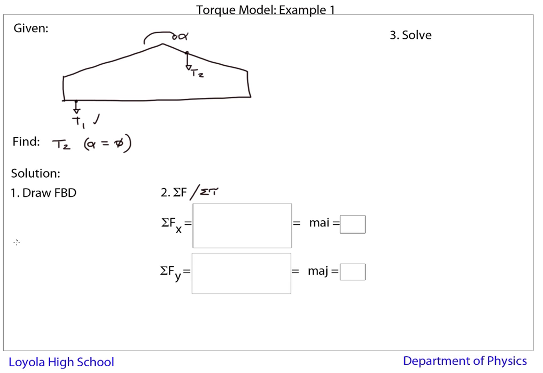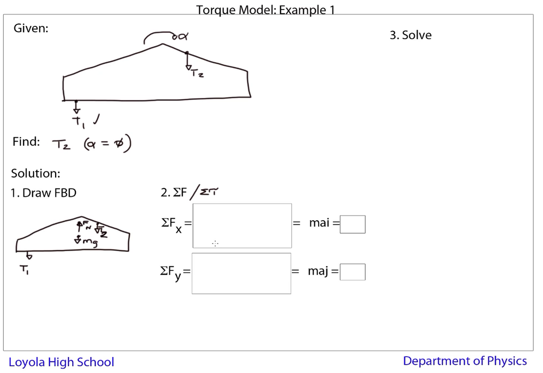So let's take a look at the FBD. If we were to draw an FBD of this object here, we would have T1, T2, and then actually this object itself, the hanger, has a mass. So I'm going to list that at its center of mass, mg, and at the pivot point right here there's actually an F of n that holds it up. That's what holds the whole assembly up.